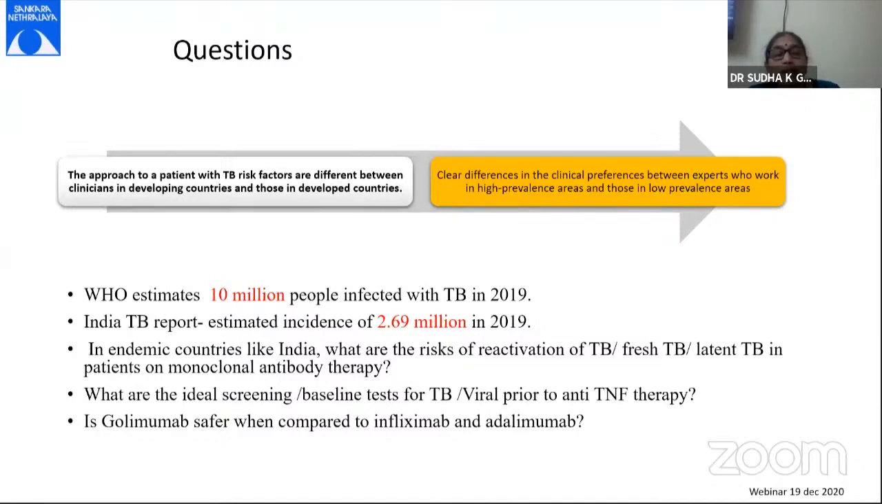And what are the ideal baseline screening tests for TB or for viruses like HSV or VZV prior to anti-TNF therapy? And in our particular case, the rheumatologist had switched over to golimumab. Is it safer compared to infliximab and adalimumab? You need to answer our question, sir. Thank you.